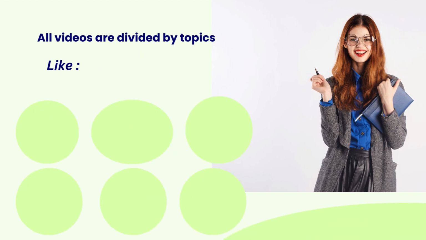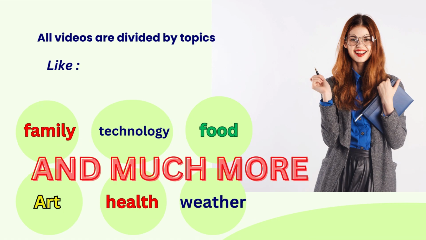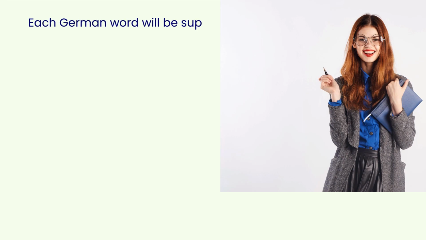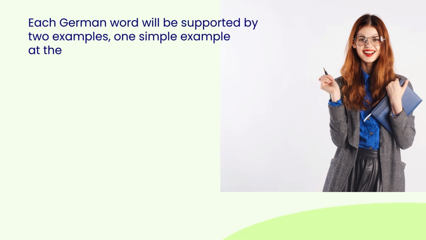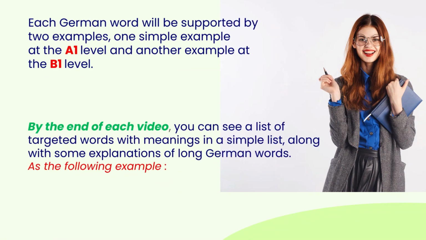All videos are divided by topics: family, technology, food, art, health, weather, and much more. Each German word will be supported by 2 examples. One simple example at the A1 level, and another example at the B1 level.